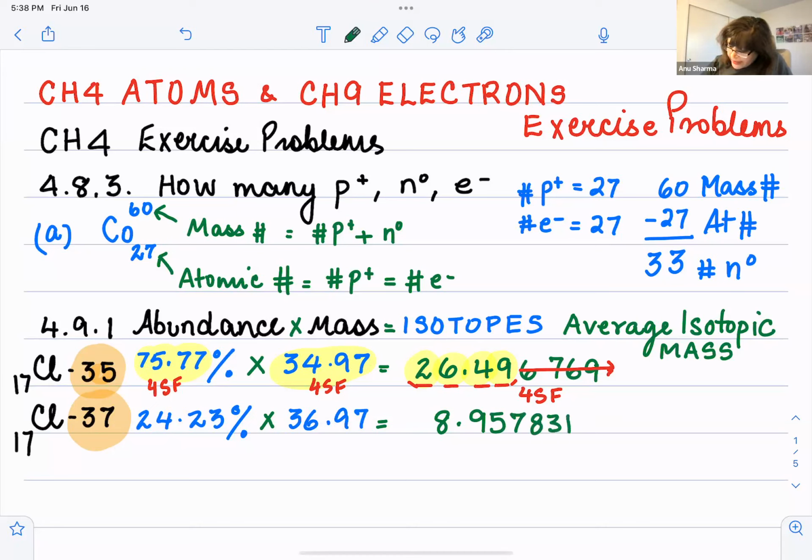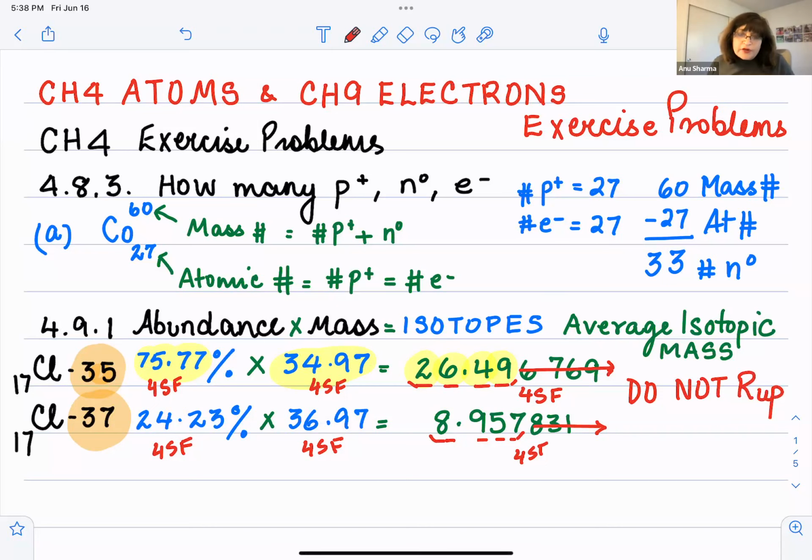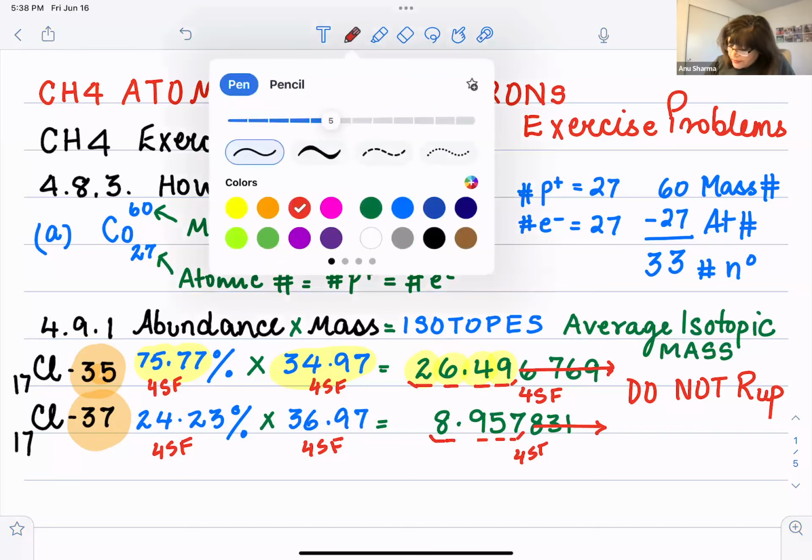8.957831. So this is the number I get from the calculator. Here you see 4 significant figures. Here you see 4 significant figures. So here also we would need 1, 2, 3, 4, and we are going to drop off the rest. So 4 significant figures we can get, right? In other words, do not round up at this stage. Just leave it as it is.